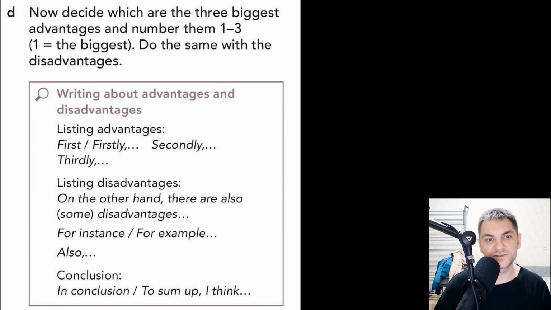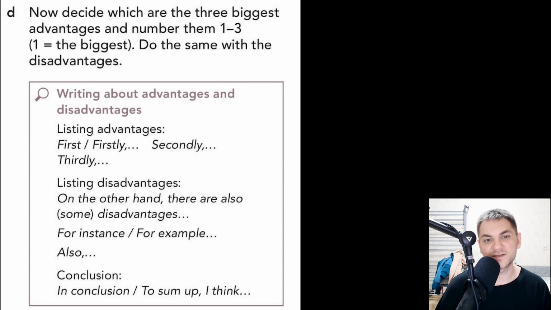Activity D. Choose your best ideas and learn useful phrases. Now look at your list. Choose the 3 biggest advantages and number them 1, 2, and 3. Number 1 is the most important. Do the same for disadvantages.